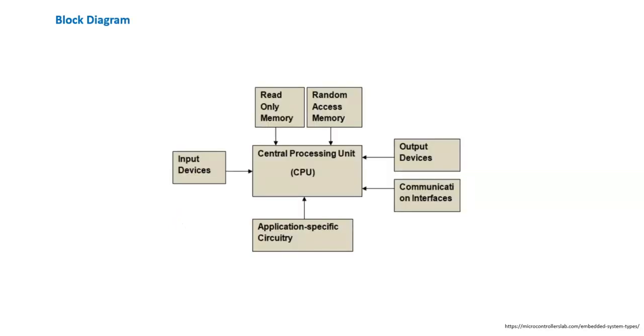Block diagrams are actually the system representation in the form of blocks, the different components of a system like input devices which are sensors and output devices which are actuators, and other devices may be ROMs, RAMs, and ASICs, and communication interfaces, and the CPU, and maybe microcontroller or microprocessor, whatever it is. The block diagrams show actually the interconnection between these components. So it gives overall idea of a system.